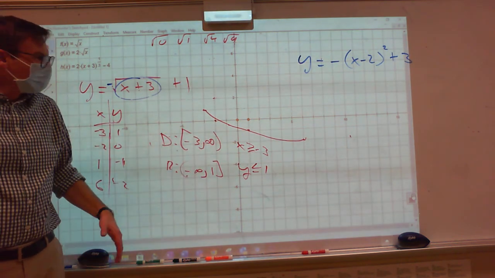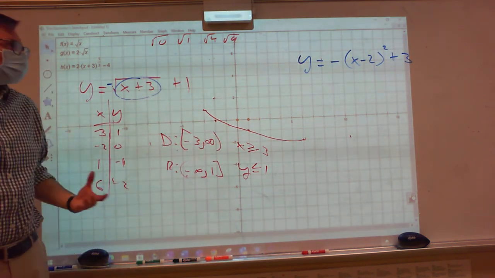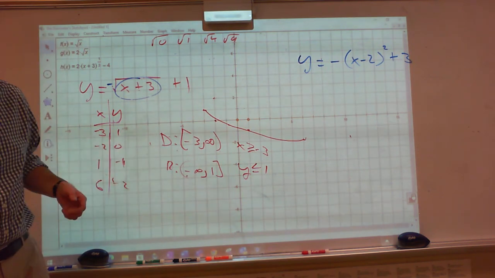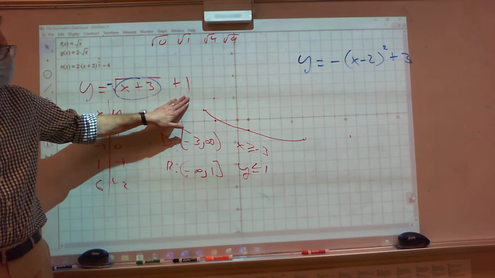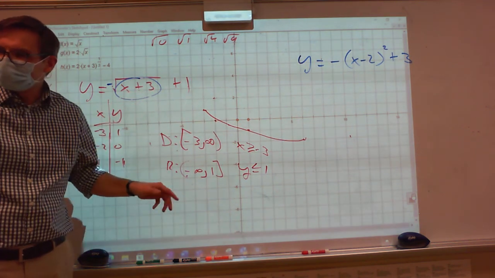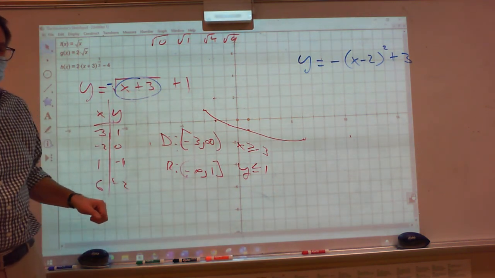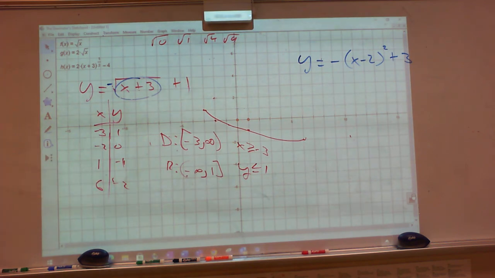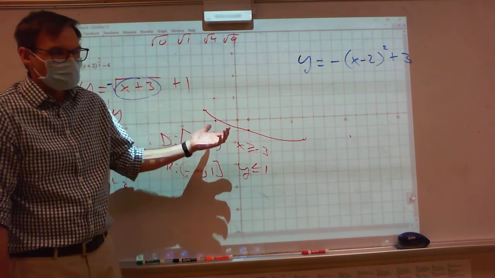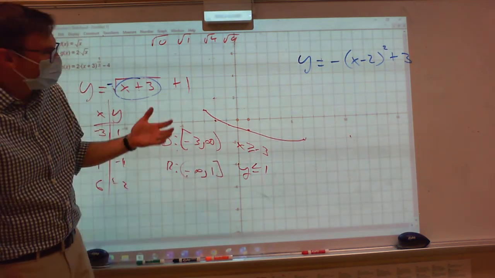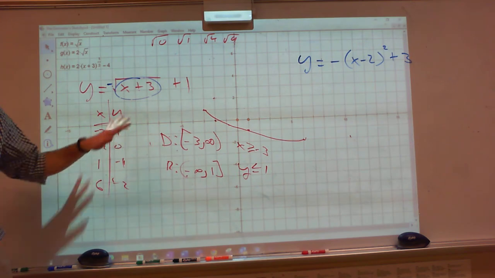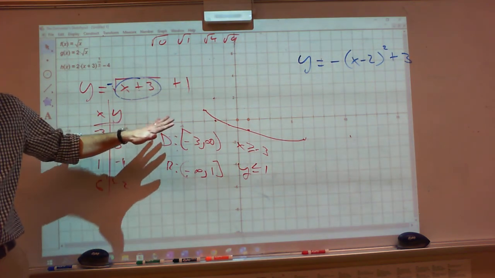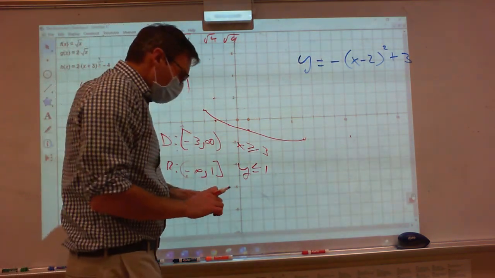Could you figure out the range just from looking at it? Yeah, right? No, it's still dealing with this outside number. It's a little harder, I think. In general, you can always find the domain without having to graph stuff. A lot of times when you have to find the range, you need to have some idea of the picture. Are we okay with this? All right.